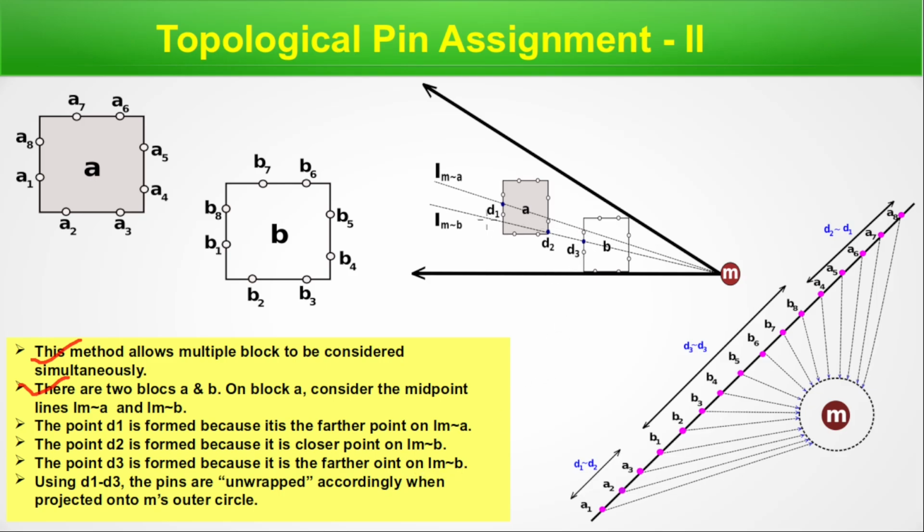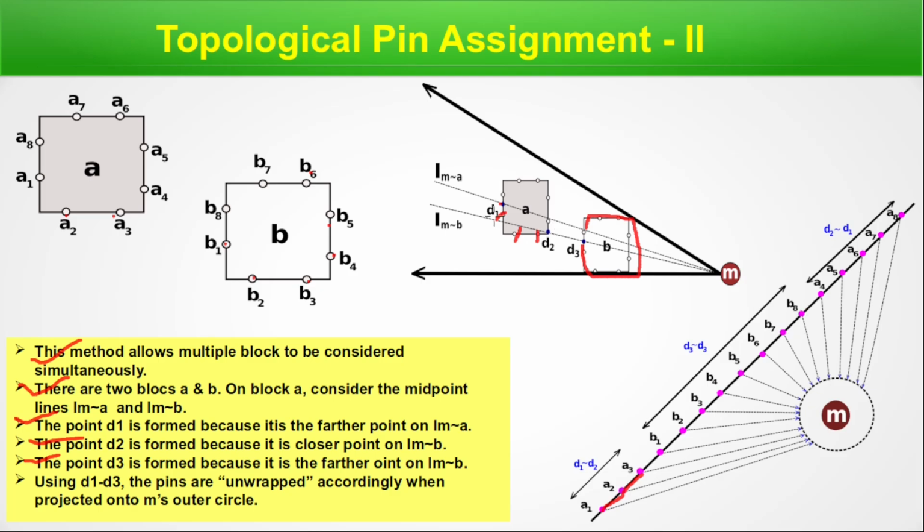This way, D1, D2, D3, we are selecting the points and using D1 to D3, the pins are unwrapped. What would we do? We would do unwrapping first from D1 to D2. So if that is D1 and D2, then these are the pins A1, A2 and A3. Look from D1 to D2, A1, A2, A3. Next D3. After that D2 to D3. So D2 to D3 means all of these will come under it. So that is B1, B2, B3, B4, B5, B6, B7, B8.